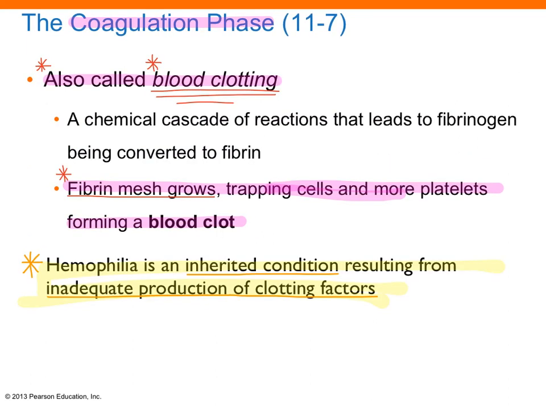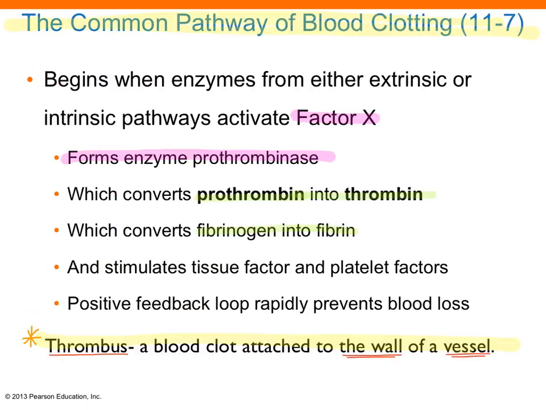Next is the coagulation phase. This is called blood clotting. A fiber mesh grows, trapping the cells, and more platelets form a blood clot. Hemophilia is an inherited condition resulting from inadequate production of clotting factors.